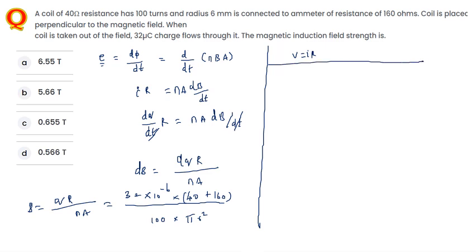See from this, B is equal to 32 into 10 power minus 6 into 200 here, and the whole divided by 100, and pi into r square, with r value 6 millimeter, that is 6 square into 10 power minus 3 square, that is 10 power minus 6. What are the common terms from this? First you just cancel over here. 10 power minus 6 and 10 power minus 6 will be cancelled here. This will be cancelled 2 times.